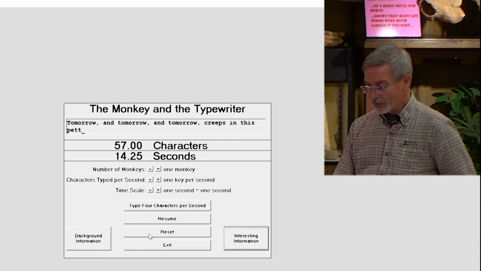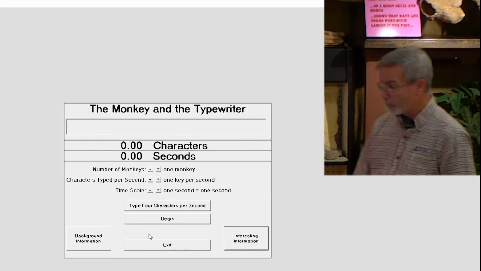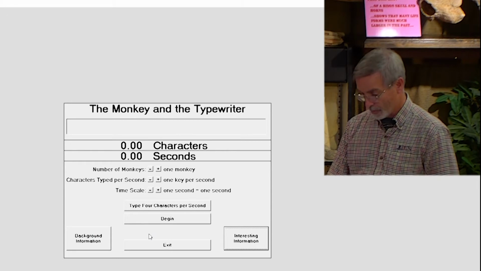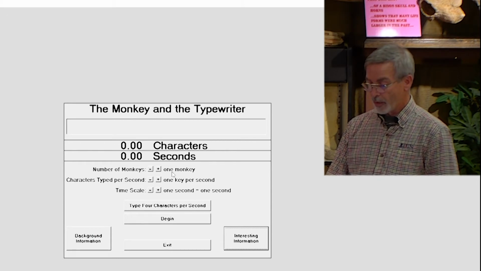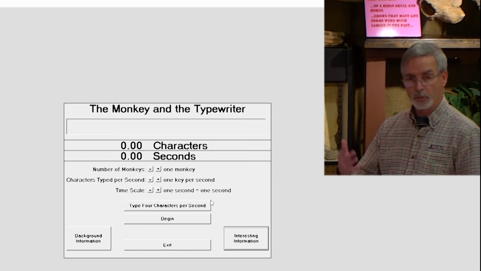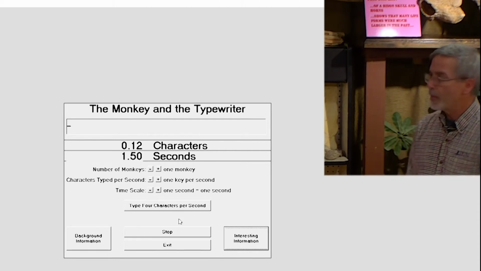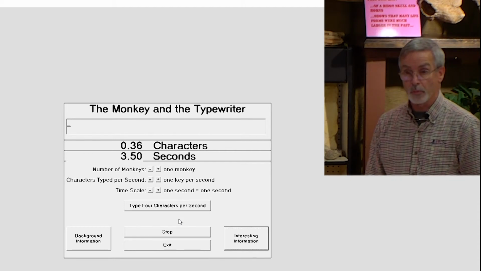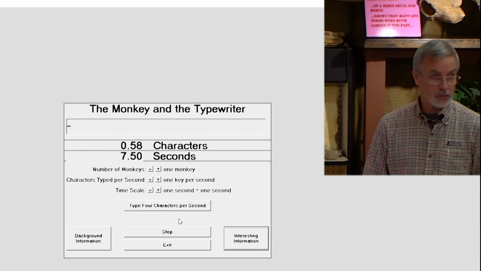Okay, and you can see that it's easy to do. Just 4 characters a second. We could print out Homer or Shakespeare's sonnets real easily. But let's let a monkey go at it here. We'll start out with 1 monkey, 1 key per second, and real time, 1 second per second. And I begin it, and it's the same output that we got out of the other monkey program, but this is done by simulation rather than by actually running it.